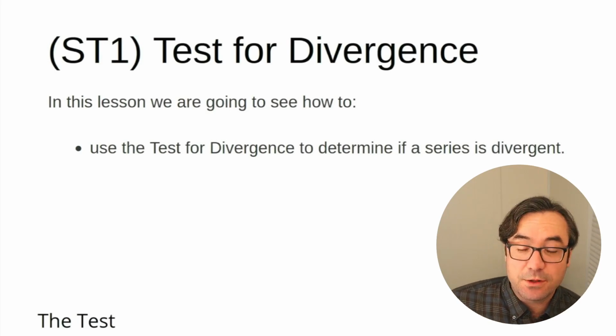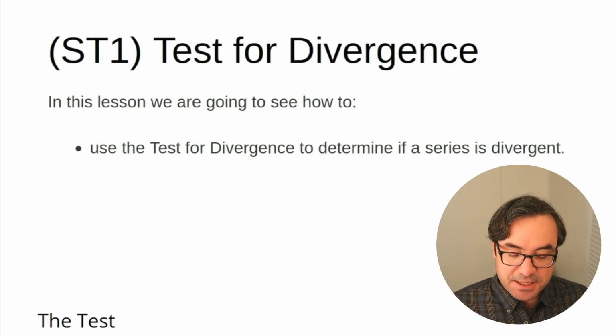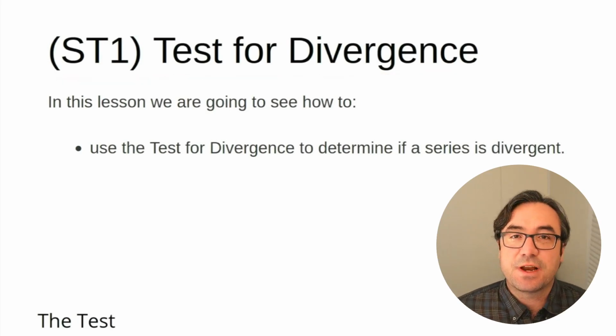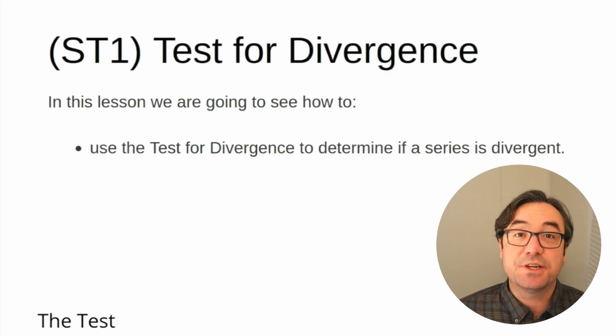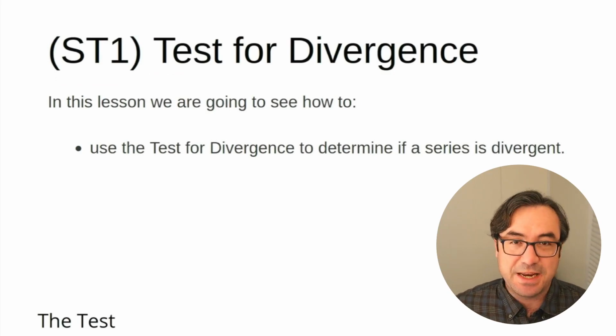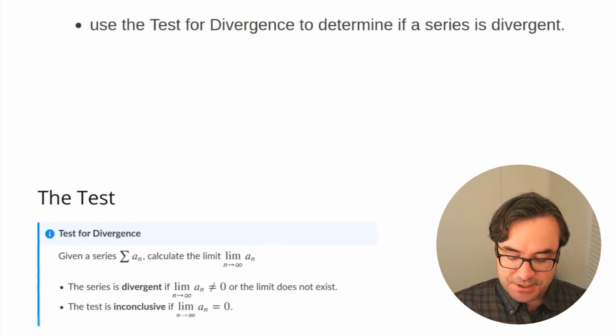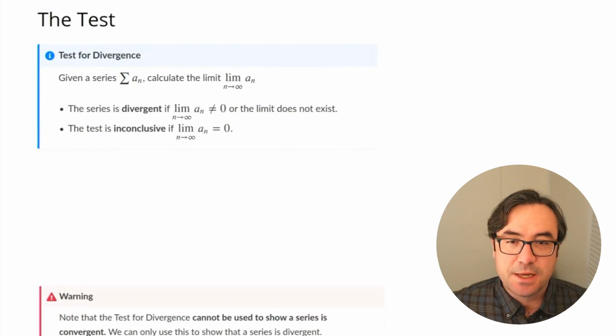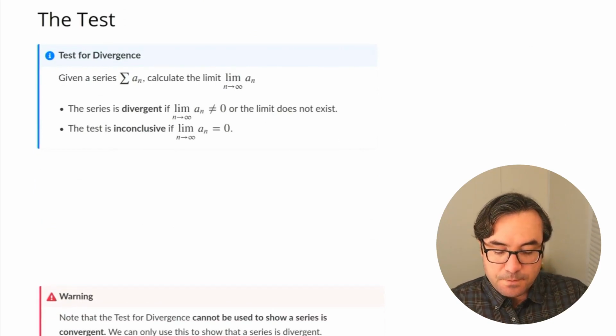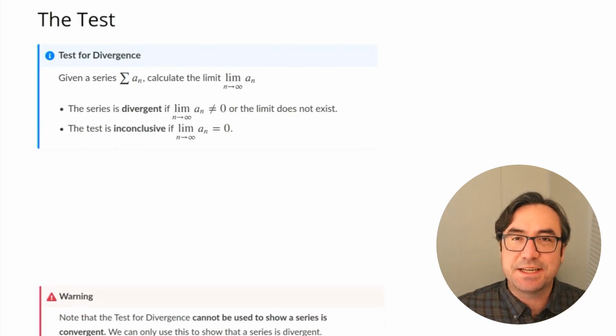And the first one we're going to be looking at, and maybe the easiest one, is this test for divergence. So we're going to see how we can use this to determine if a series is divergent, meaning we can't add up all those terms, essentially. All right, so let's look at what the test says. And as we're reading through these tests, it's helpful to keep in mind all the different gadgets that are floating around.